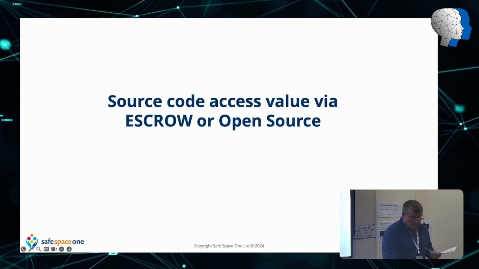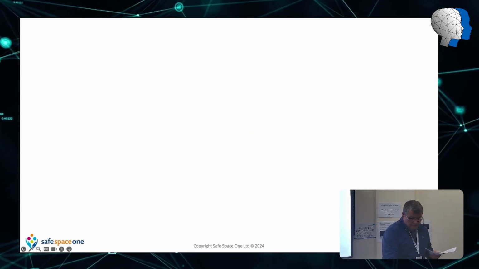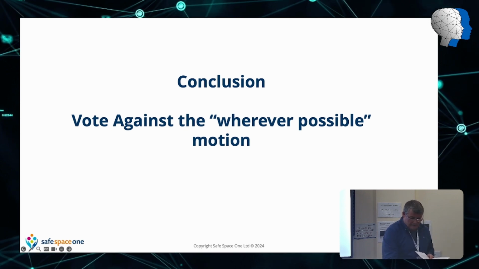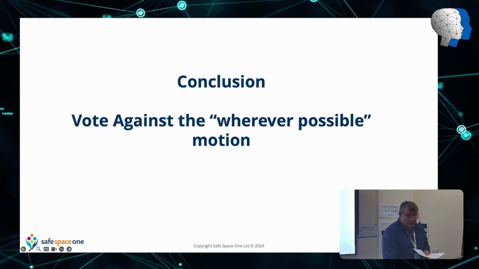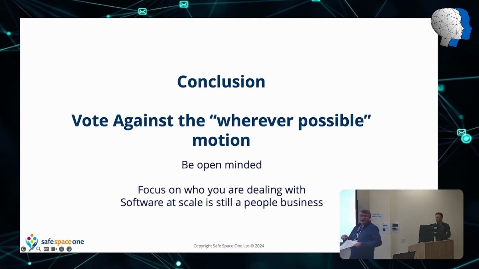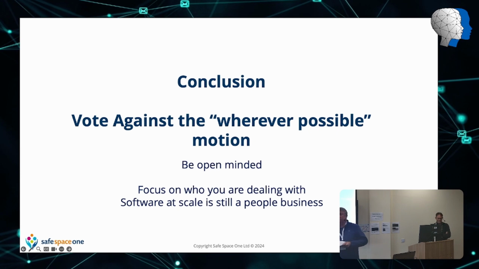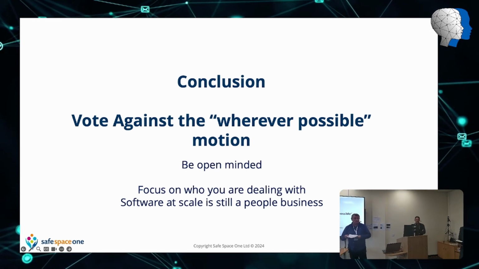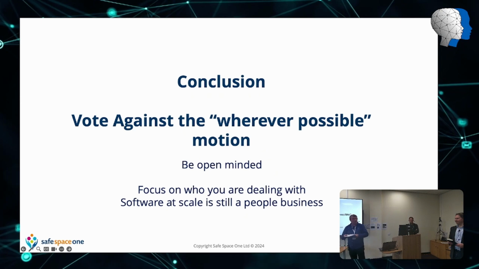I'm going to skip the last one because I don't want to go into that. So, in conclusion, you can vote against the "wherever possible" aspect of this motion. And I'd rather say be open-minded rather than be open source. I think that's a better approach to adoption of systems, software, and digital applications.